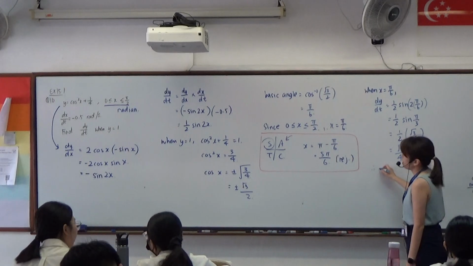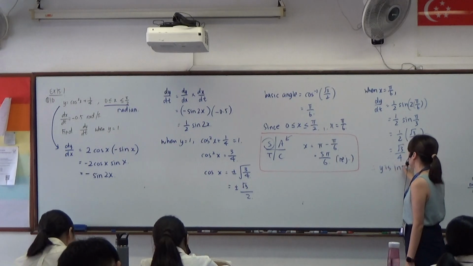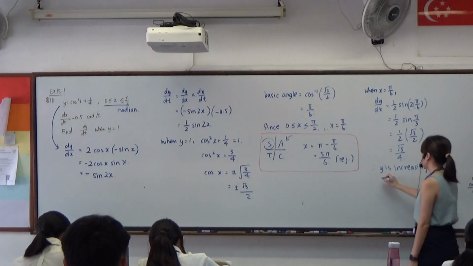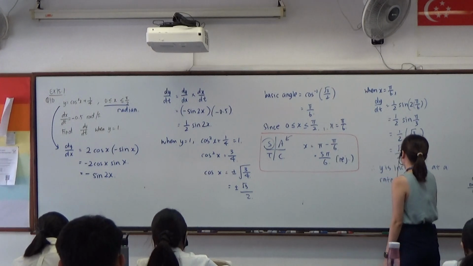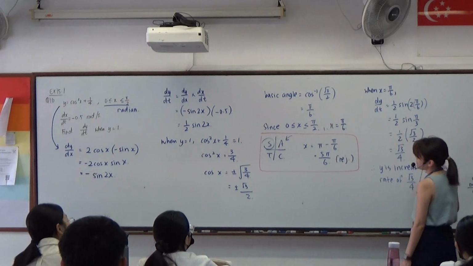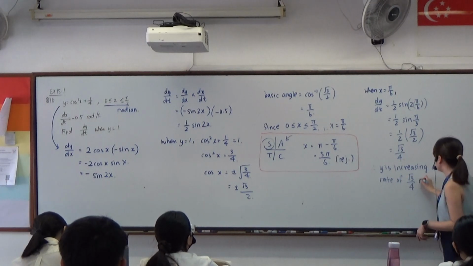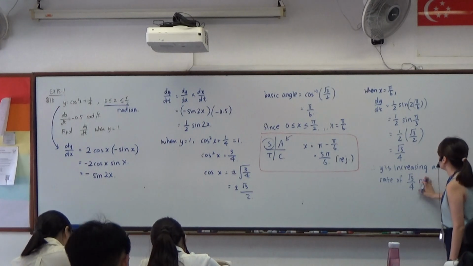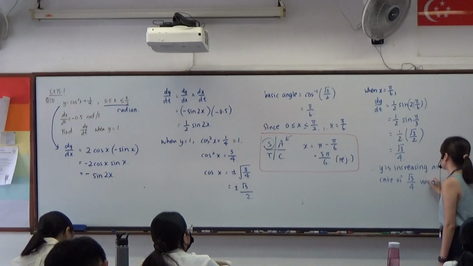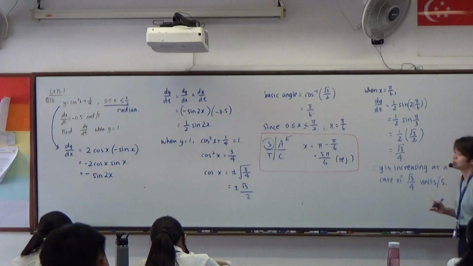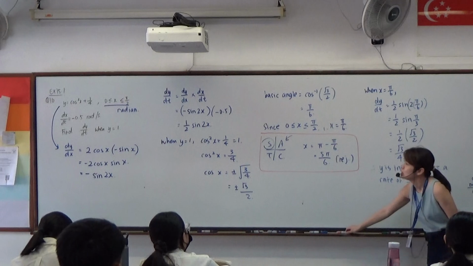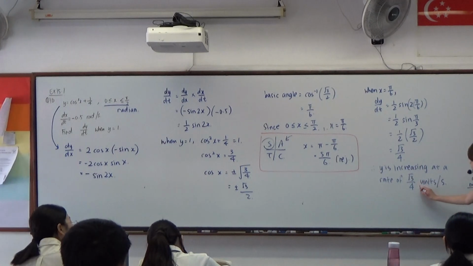Okay, and hence y is increasing at a rate of square root 3 over 4. Square root 3 over 4, sorry. Radian. Is it radian? No. It's just units per second. Okay. Why is it not radian?